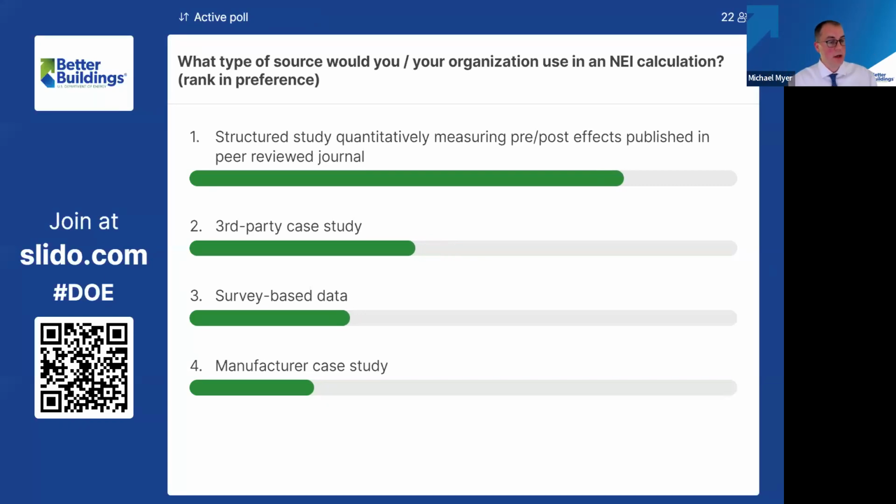And so we're seeing that overwhelmingly, it appears, we've got about 22 responses. Most people have said they want that third-party review data. And then, I'm sorry, I said third party, but I really meant peer reviewed. And then they ranked it second by third-party case studies. And it appears that the least comfortable or least ranked data there would be manufacturer-based case studies. And so this will help us as we build our NEI database, know what to factor in.